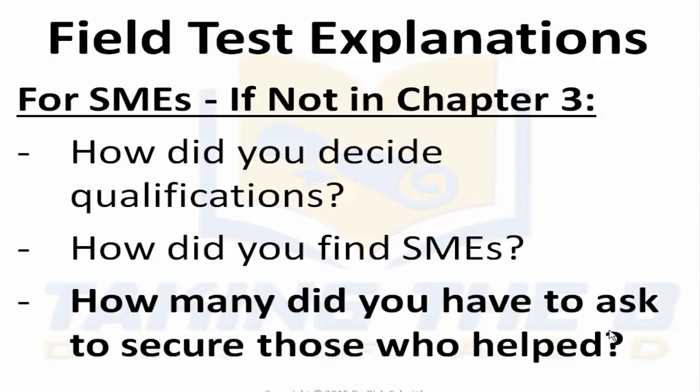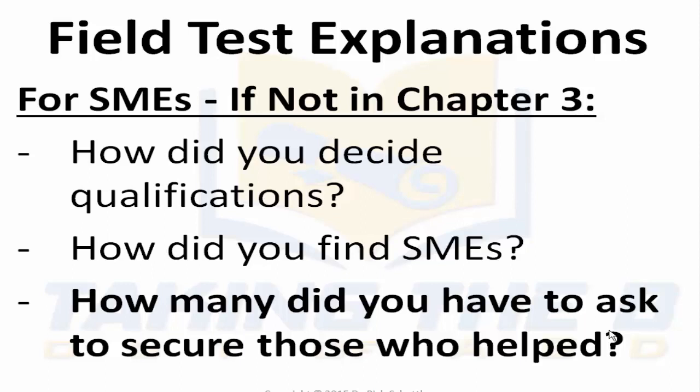How many did you have to ask to secure those who helped you? As I indicated, you might want 3 to 5. I had one student who had to go through 8 different faculty to find 3 who would help her. So she wrote it basically like that. She indicated how she qualified them, and how she found those subject matter experts. She lives in Canada. She actually went to a local university in her neighborhood, asked to speak with the department chair in research, and then the department chair gave her several names of people to go looking for and ask if they would help her. As I indicated, she had to ask quite a few to find the 3 that she was going to be able to use for her field test.